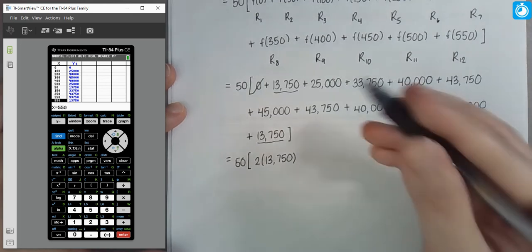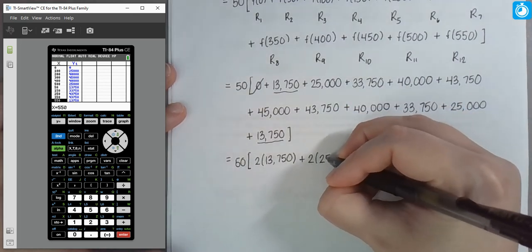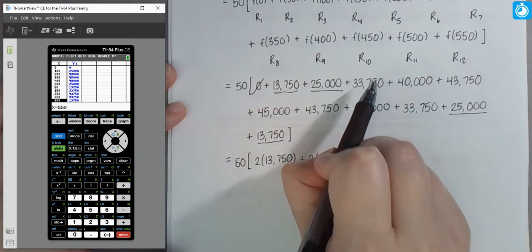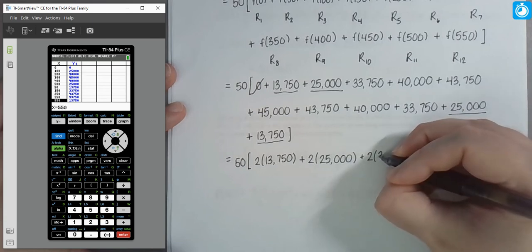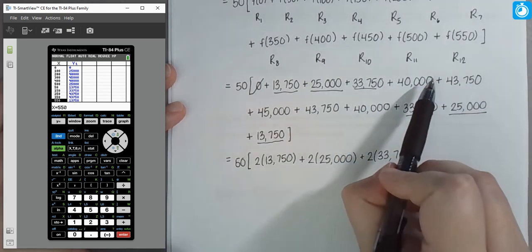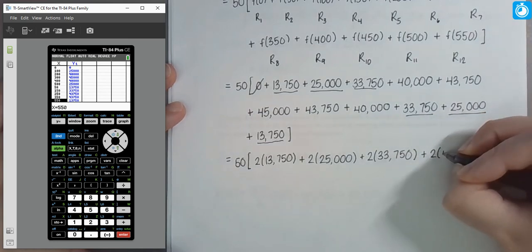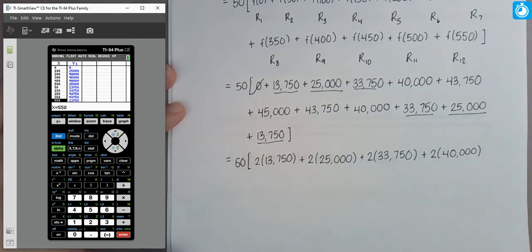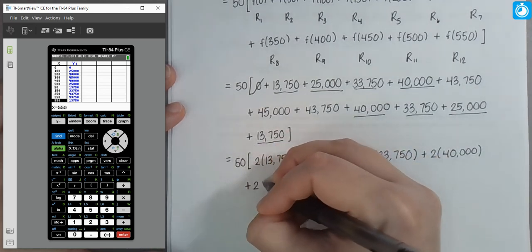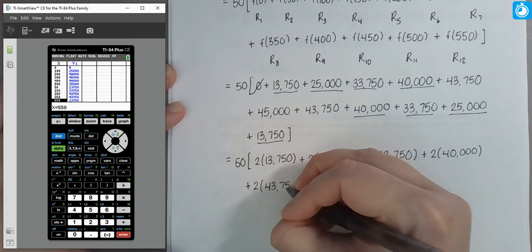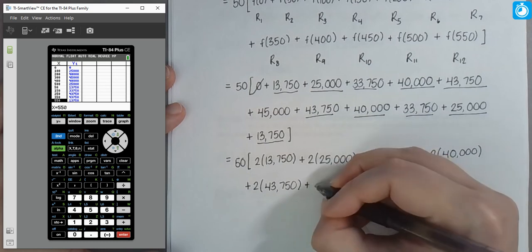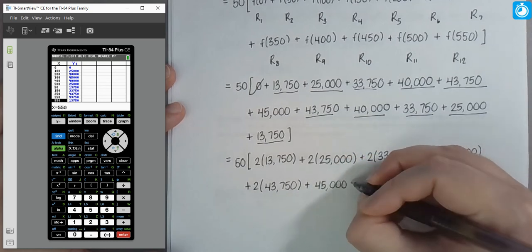So 25,000, there's 2 of those. So plus 2 times 25,000. So we've gotten those. Okay, 33,750, there's 2 of those. So plus 2 times 33,750. Okay, we've got 2 40,000s. So plus 2 times 40,000. We have 2 43,750s. So plus 2 times 43,750. And then notice we only see 45,000 the one time. So plus 45,000.